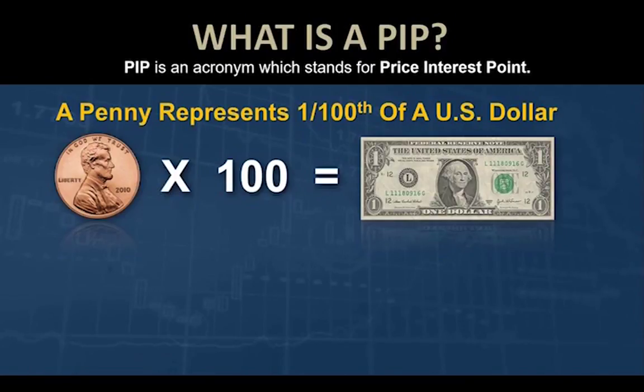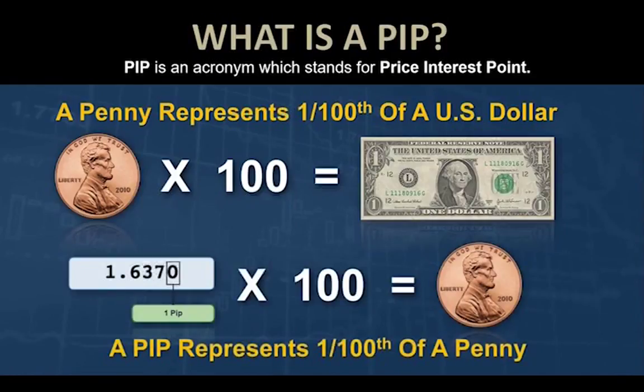I'm sure most of you here in the room probably already know that there are 100 pennies in a US dollar. A penny represents 1/100th of a US dollar. If we were looking for a unit of measure that is smaller than a penny, it would be the equivalent to what is called a pip. Just as there are 100 pennies in a US dollar, there are 100 pips in a penny. So a pip, it represents 1/100th of a penny. If we were looking at this number right here, the first two numbers past the decimal point, these are your pennies. The next two numbers, these are your pips.